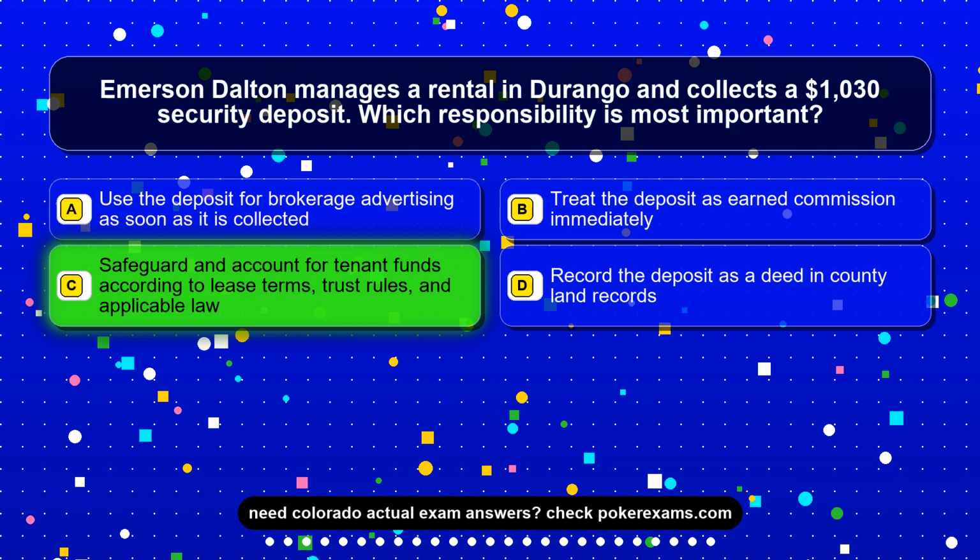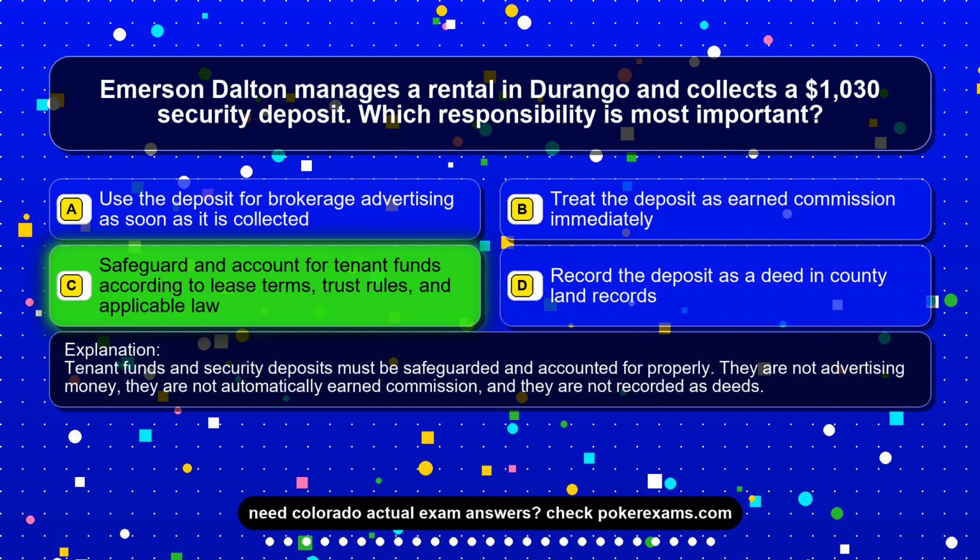The correct answer is option C, safeguard and account for tenant funds according to lease terms, trust rules, and applicable law. Tenant funds and security deposits must be safeguarded and accounted for properly. They are not advertising money, they are not automatically earned commission, and they are not recorded as deeds.